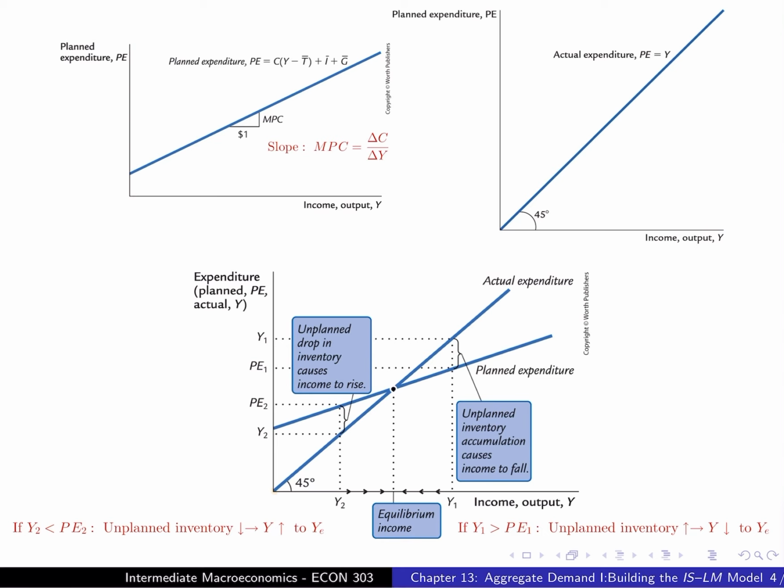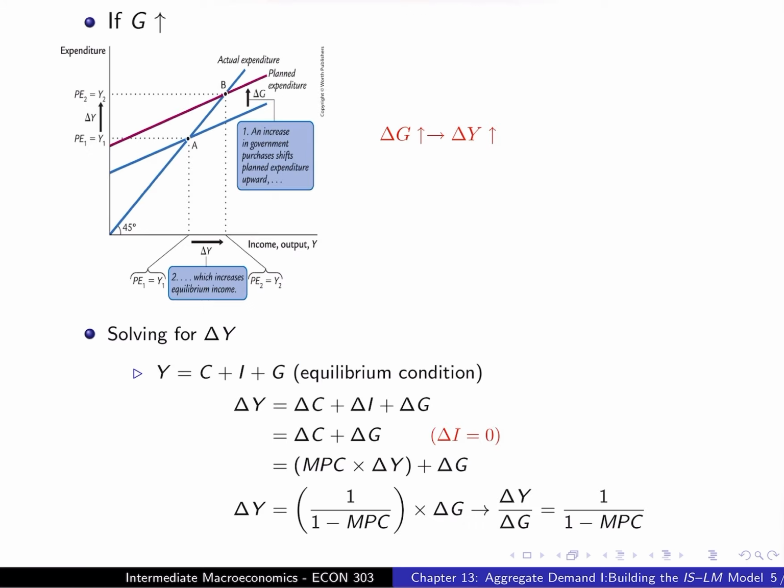If the economy is at point Y2, then Y2 is less than PE2. It is unplanned inventory depletion. Spending is higher than output, so firms see inventories fall. They increase production and income rises toward equilibrium YE. When the government increases spending, it shifts the planned expenditure line upward.